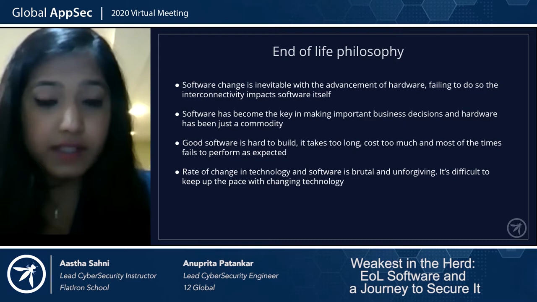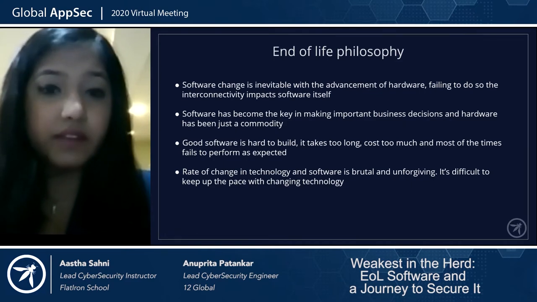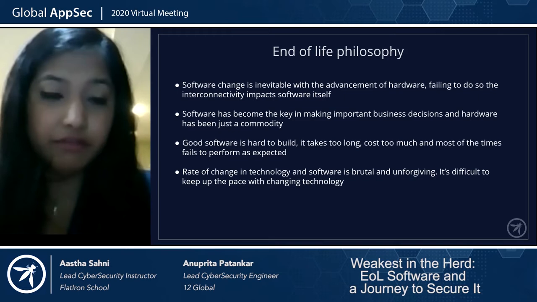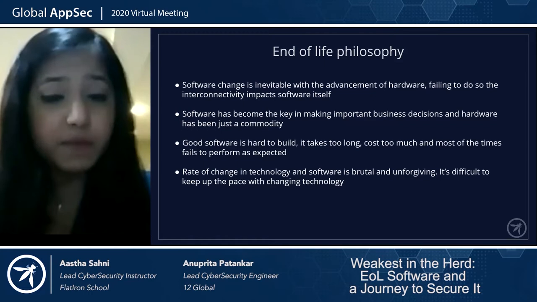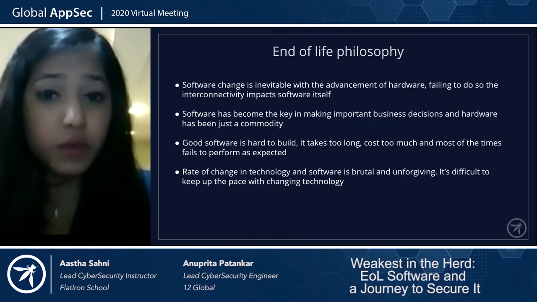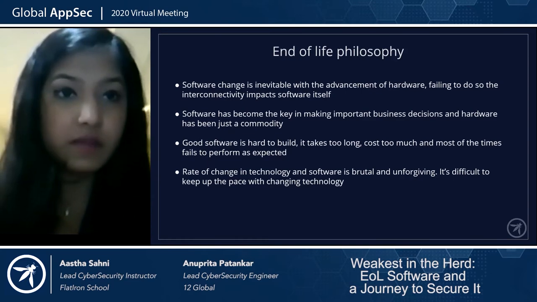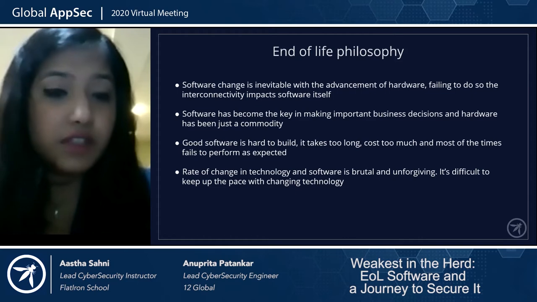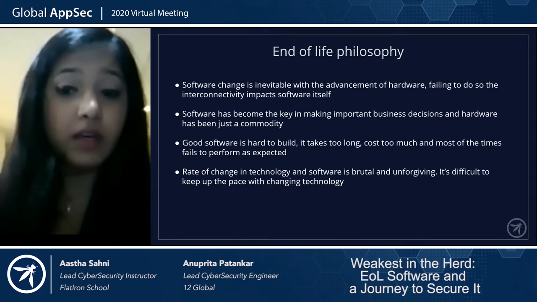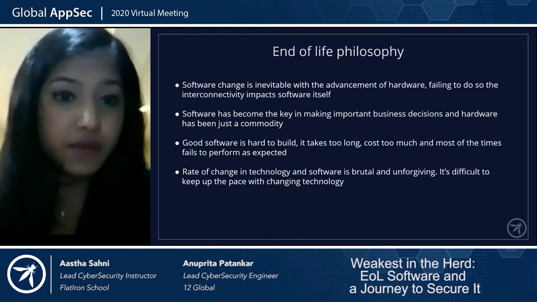There can be a lot of effort that companies put into understanding the requirements behind that software, or what the customers exactly need when the company talks about good software. And this entire process takes too long, and it obviously costs too much. Most of the time, softwares fail to perform as expected because there can be a number of reasons: the research has not been done properly, or there can be budgetary issues as well as resource issues.